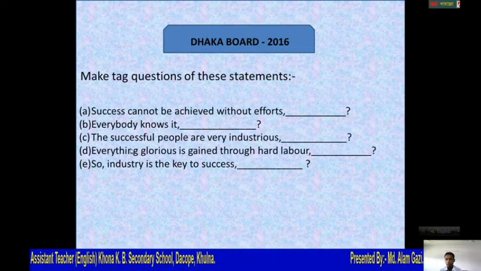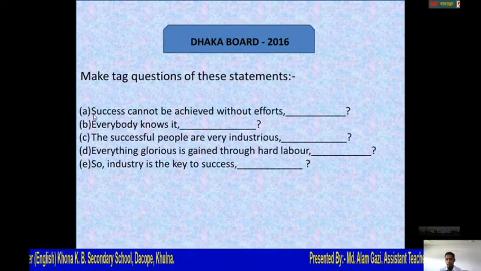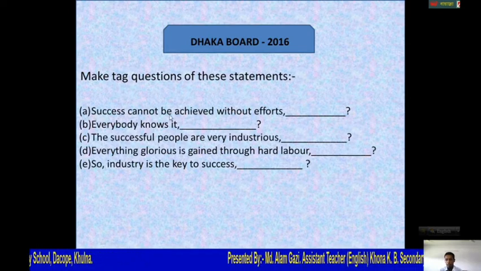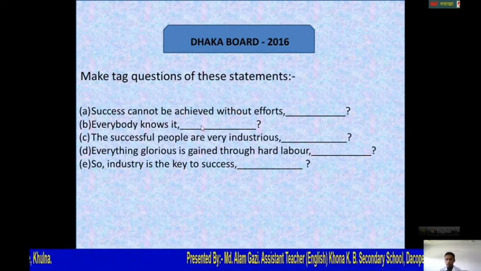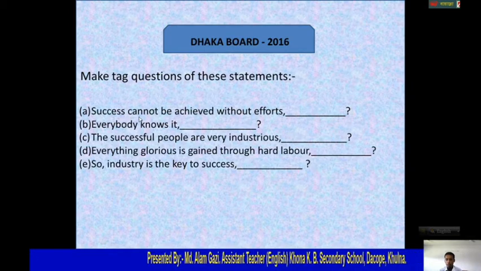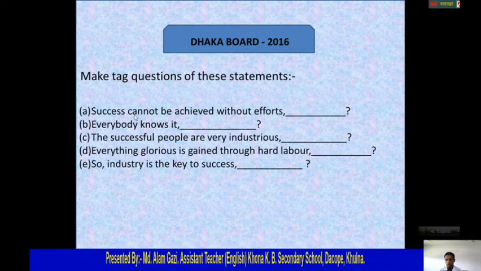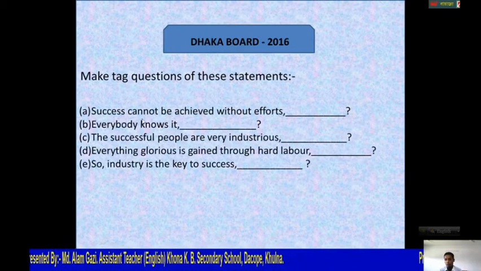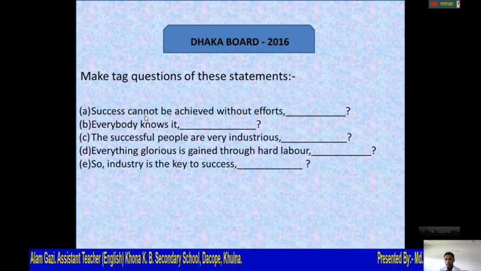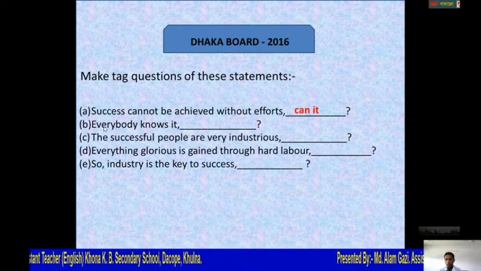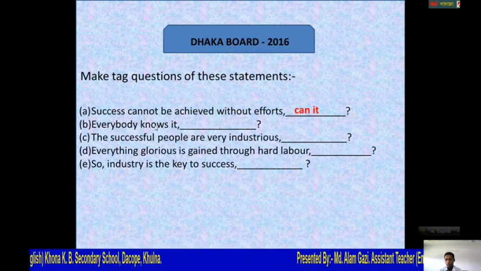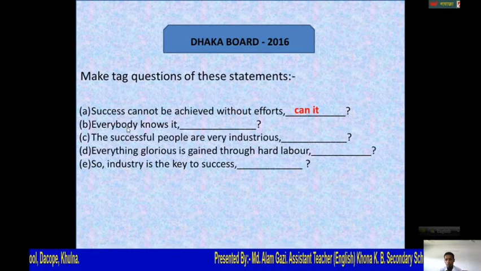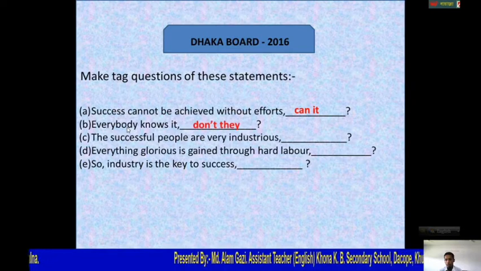Dear students, now we will analyze this tag question. Question A. Success cannot be achieved without efforts. In this sentence, we see a modal auxiliary verb can, and this sentence is a negative sentence. So, tag question will be can it. Question B. Everybody knows it. In this sentence, everybody is used as subject. So, tag question will be don't they.